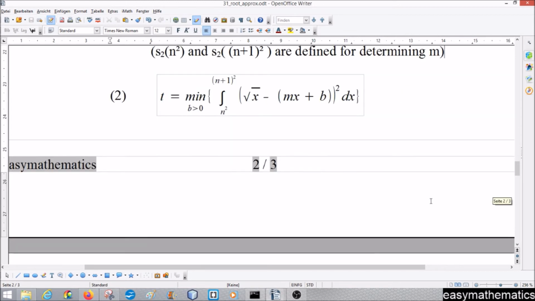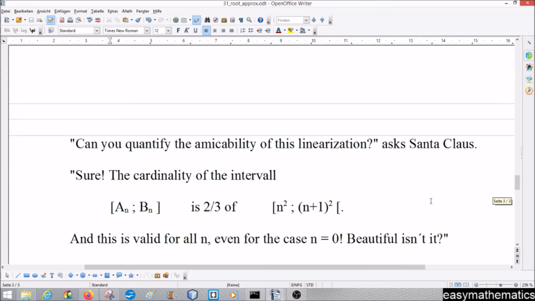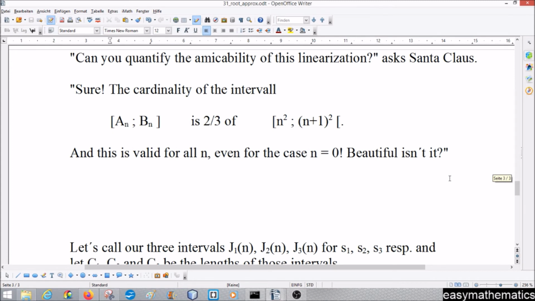Alright. Good. Can you quantify the amicability of this linearization? asks Santa Claus. Sure. The cardinality of the interval a of n to b of n is 2/3 of the interval n squared up to (n plus 1) squared. And this is valid for all n, even for the case 0. Beautiful, isn't it?